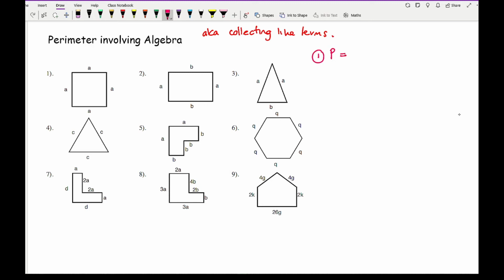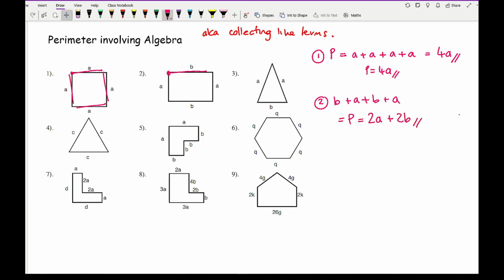So here, looking at the square, all I've got to do is add those 4 lengths together. So here I've got P equals A plus A plus A plus A, and if I collect that up, that gives me 4A. So my final answer is P equals 4A. With question 2, if I start in this point here, I've got B plus A plus B plus A. So that gives me a final answer of P equals 2A plus 2B. Let me just get rid of that equal sign there, and that there is my final answer.